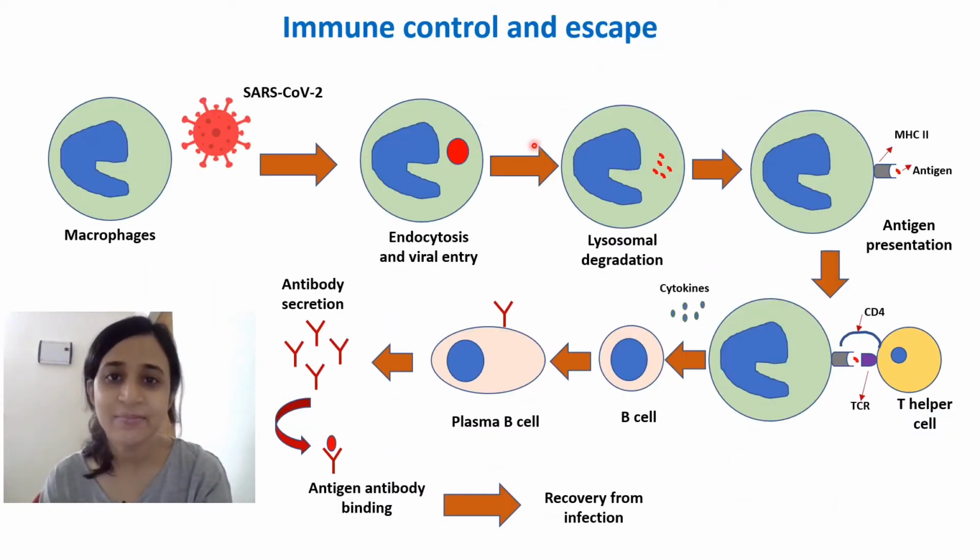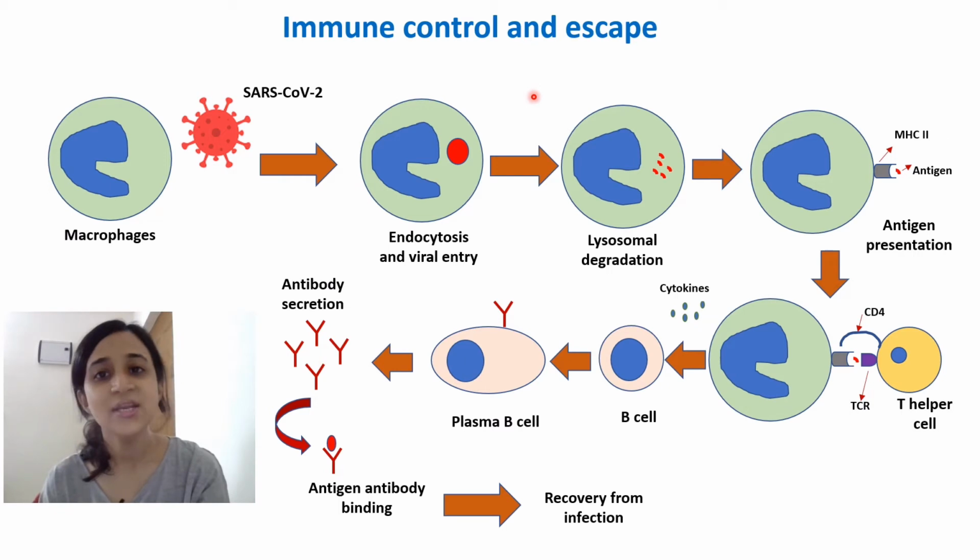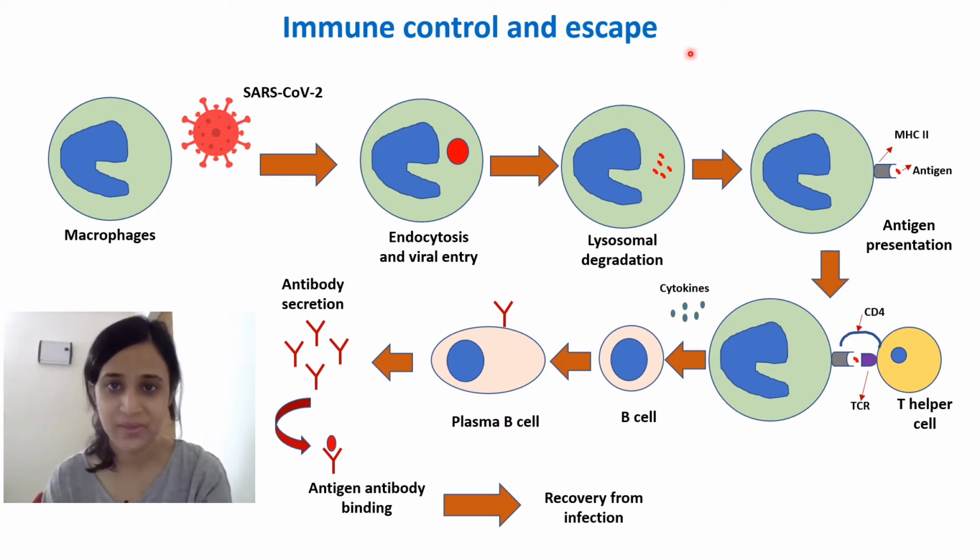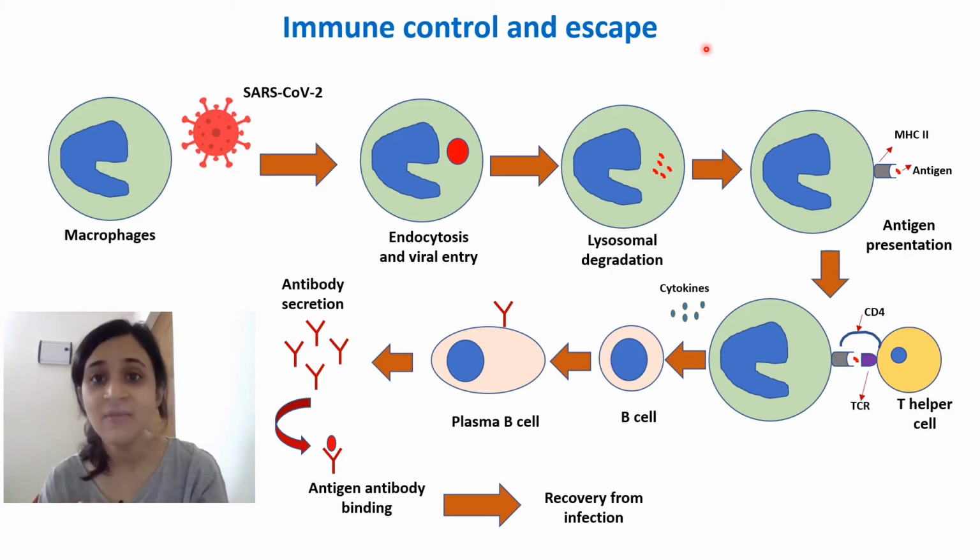So the next step is immune control and escape. Now, from the first step, we know about the interaction between host and pathogen. Now we have to determine the immune response after the viral attack. That is, whether it is producing antibodies. So we need to determine different types of T cells. We need to determine immune escape strategies during infection.